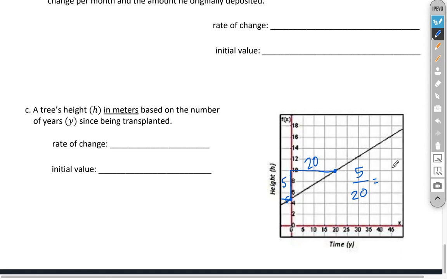remember, we rise over run, so 5 is height and 20 is time. This tells us we grew 5 meters in 20 years. But 5 over 20 can be reduced to 1 over 4. So now we've got 1 meter every 4 years.